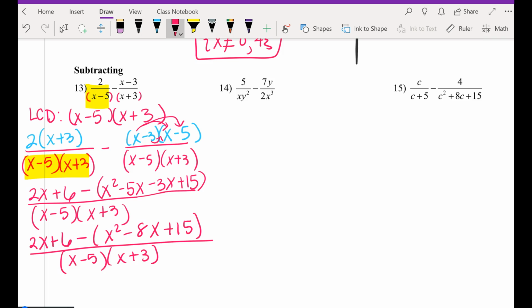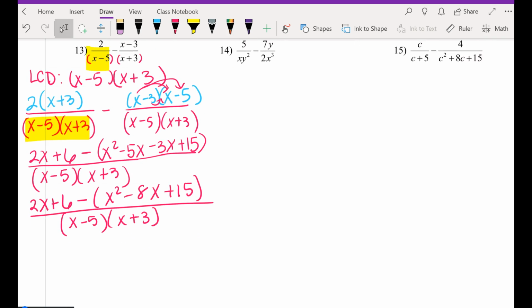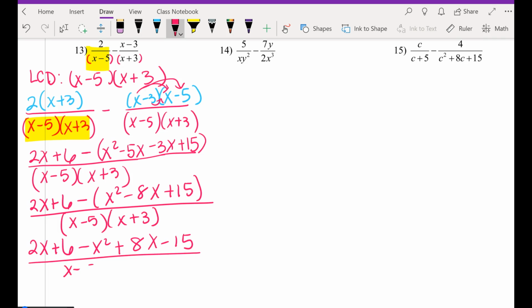Oh, plus 6. Thank you. Good eye. Okay. This is the part where it's going to be incorrect if you don't distribute the negative to every single thing. If we distribute the negative to every single thing, what do we now have? Negative x squared plus 8x minus 15. So make sure all of those are carefully distributed.